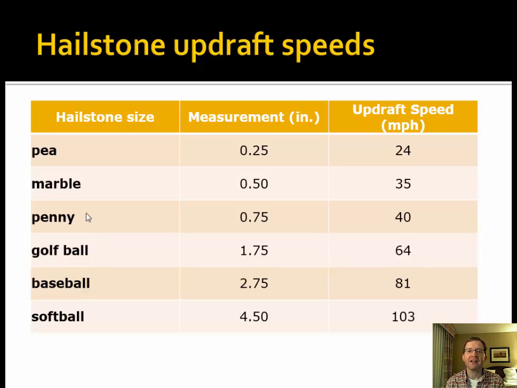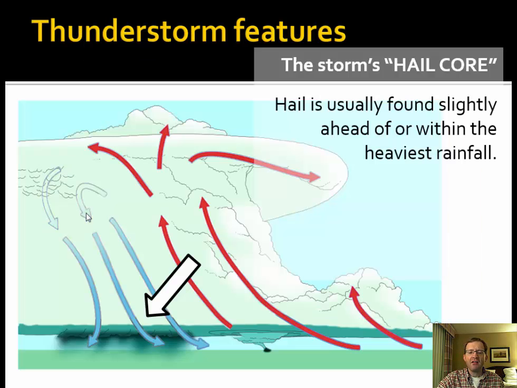That's incredibly fast. Now again, that's not that you're going to feel a 100-mile-an-hour wind at the surface, but going vertically up into the cloud, the wind could be upwards of 100 miles per hour. And the hail core is the region of the cloud where hail is most likely to be produced and falling through that area of the cloud as well.